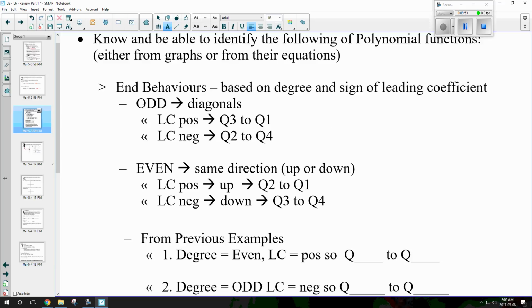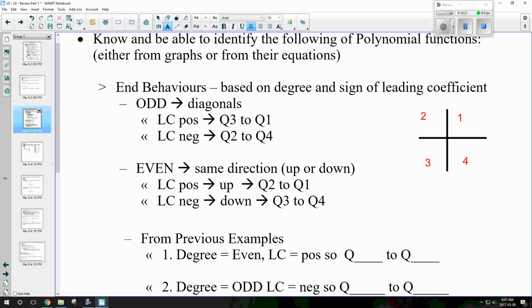Remember, when it's an odd function, so when our degree is an odd value, we know that our end behavior is always going to be diagonals. So it's always going to be 3 to 1 or 2 to 4. It always has to be diagonals. And remember, we number our quadrants by starting at that one and moving around in this direction.